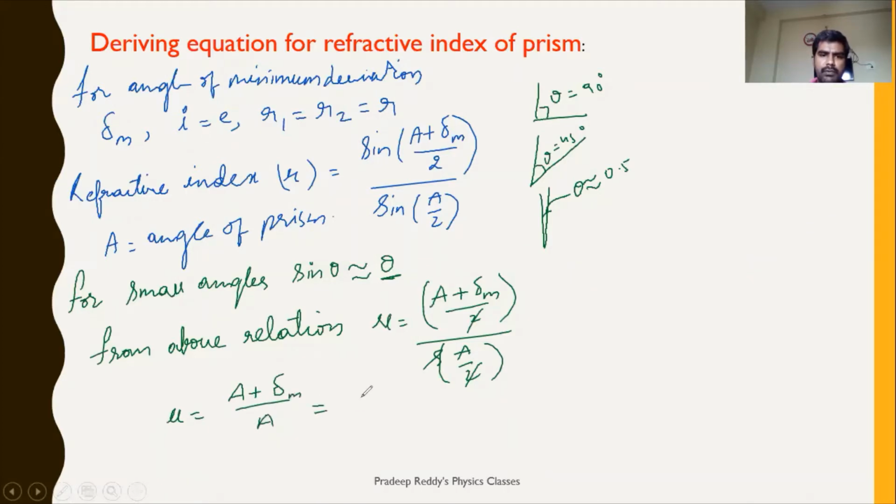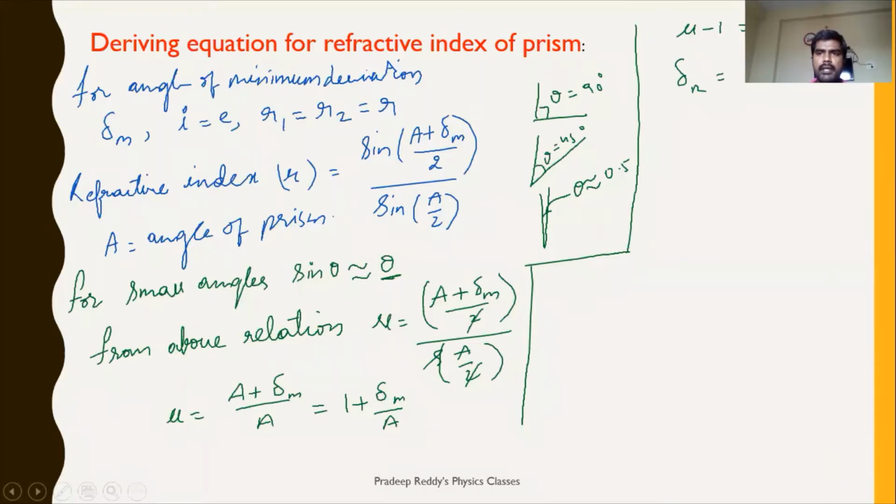This is equal to 1 plus delta m divided by A, and from there I can even write it as mu minus 1 is equal to delta m divided by A, and delta m, the angle of minimum deviation, can be written as (mu minus 1) into A. This is the angle of deviation delta m.